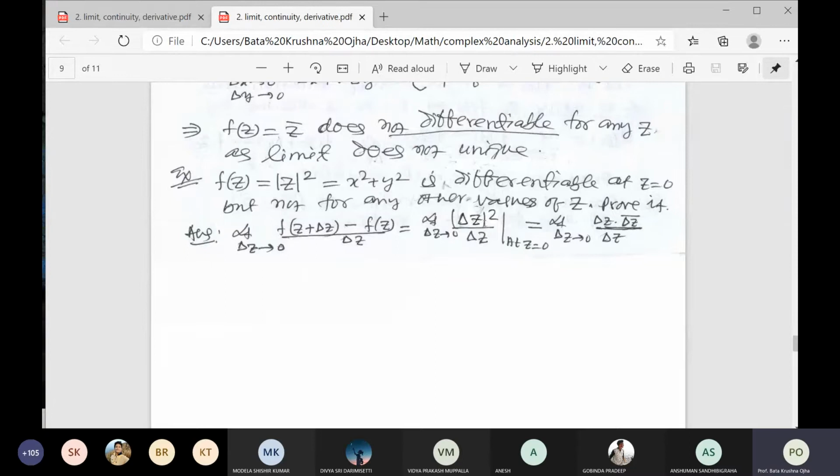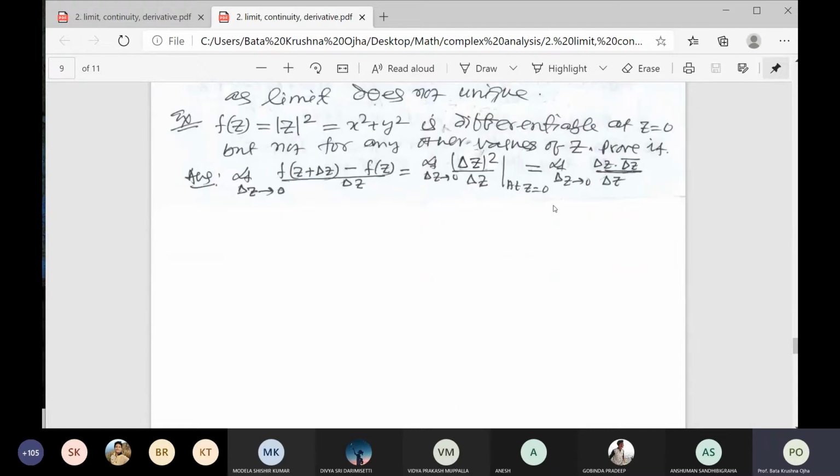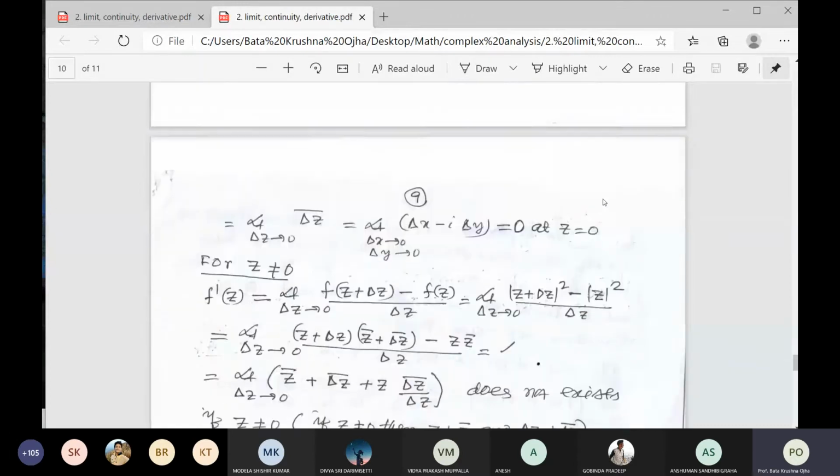Now, limit del z tends to 0: what is mod z square? z into z bar, here del z into del z bar by del z. So now you can cancel del z, and you will find only del z bar. So the limit as del x tends to 0, del y tends to 0.